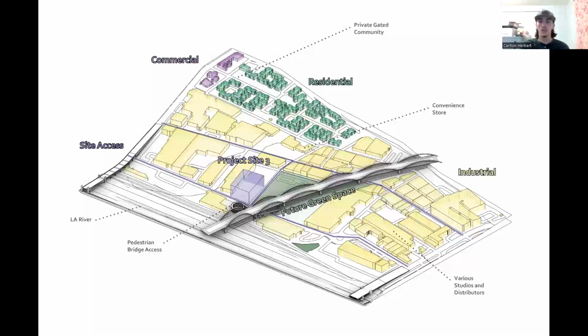So here's the overall isometric view. I picked project site number 3. I thought it would give a good proximity to the bridge and some pedestrian access there, as well as good proximity to that future green space that's going to be essentially a park that goes underneath that bridge. It also has a good side access, being towards the river.